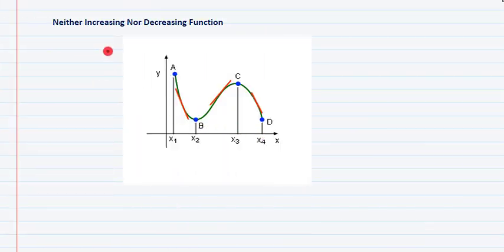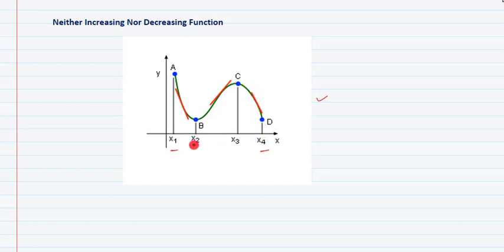Now next are the functions that are neither increasing nor decreasing. So here is the graph for such a function. If we look at this graph from the value x1 to x4, we find that this function is decreasing from x1 to x2. Again, as we move from x2 to x3, the function is increasing. Then, again, if we move from x3 to x4, the function is decreasing.